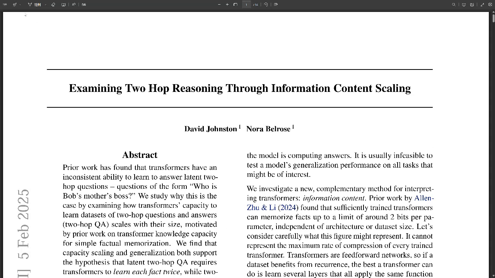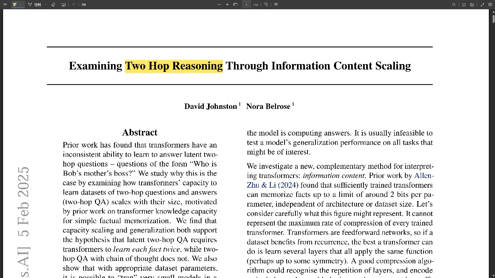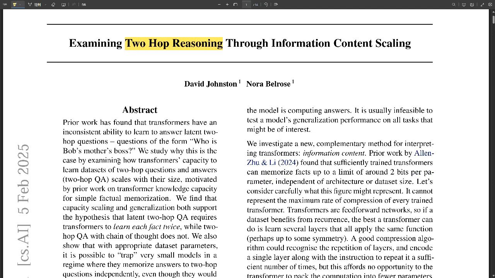All right, ready to dive into some pretty fascinating AI research? Always. Okay, great. So we're looking at this paper, and it's called Examining Two-Hop Reasoning Through Information Content Scaling. Catchy, huh? Well, for AI research, it's not bad. But it's all about how these powerful AI models, transformers, the ones everyone's talking about, how they handle really complex reasoning.